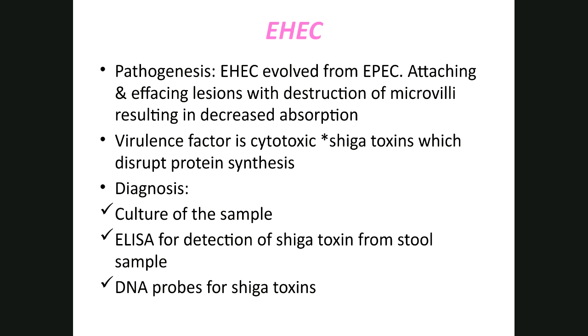And then, for the molecular method, DNA probes can be used for detection of Shiga toxin. So if Shiga toxin is there, that means this organism is causing the infection. It is an indirect method of detecting enterohemorrhagic E. coli.